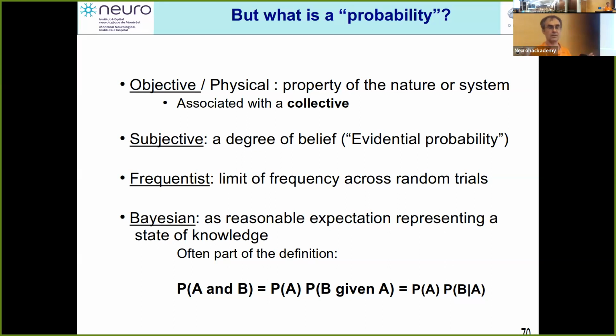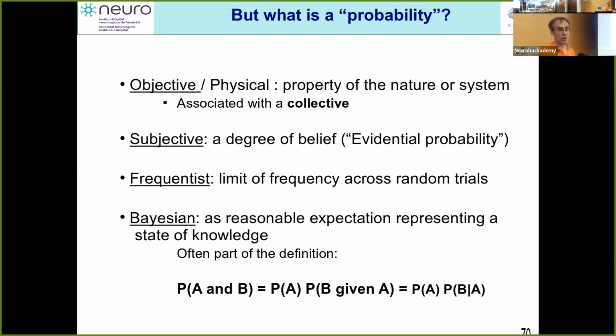There's the degree of belief that's called evidential probability. There's the probability as the limit of frequency across random trials. That is the classical way we're thinking of it, especially in the t-test or p-value kind of null hypothesis testing framework: if I repeat that experiment a million times in exactly the same conditions, what is the limit of that? What's the probability of the limit, and that limit is the probability.